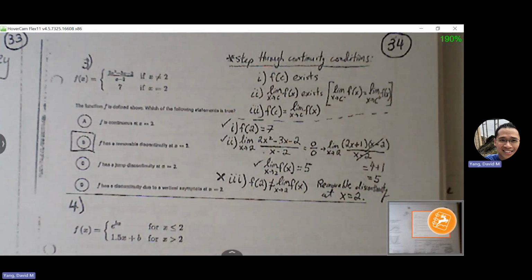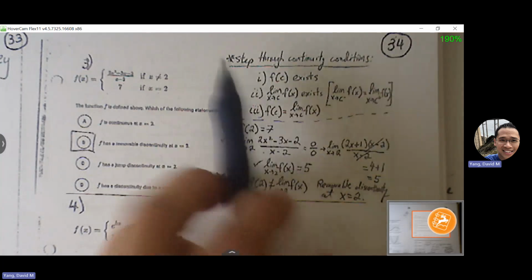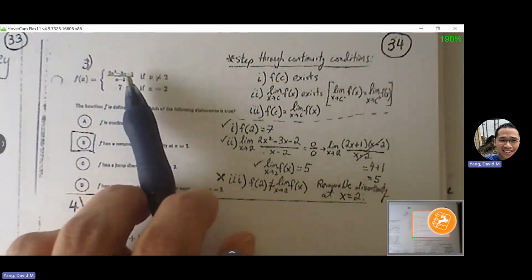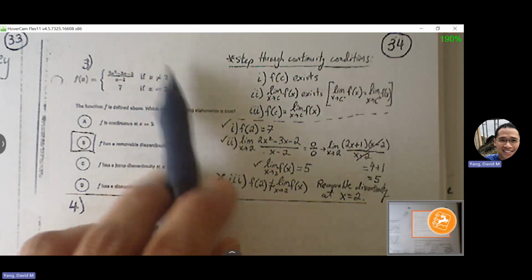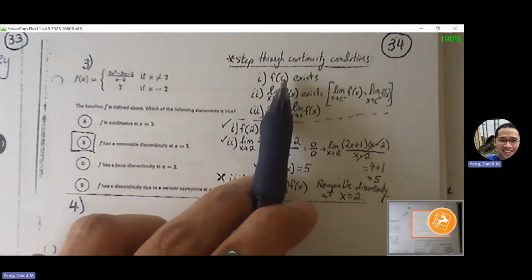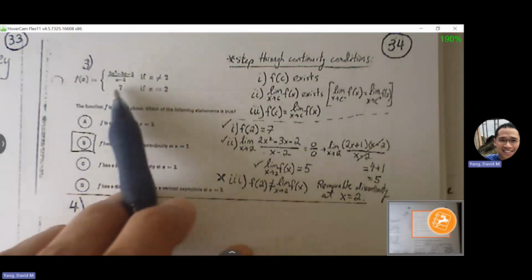Okay, so the first condition is, does the point exist? You're always going to be told in the problem what the center of the problem is. So here it says the condition is around 2. So you know 2 is going to be the point that we're thinking about. So f of 2, I'll find f of 2 is 7.